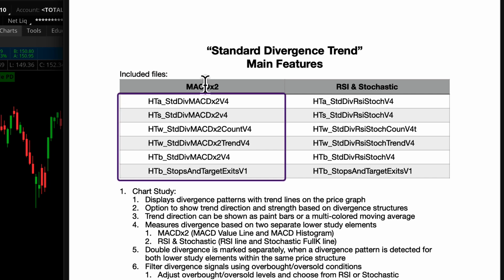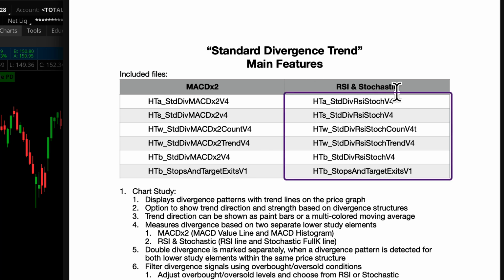You can see in this column the MACD X2. And if you look at those file names, those should all look very familiar to you. We showed you those in the previous step, which was installation and setup. And on the right, you will see RSI and stochastic. This is a list of files for the other standard divergence indicator that we sell. So there's two versions available.